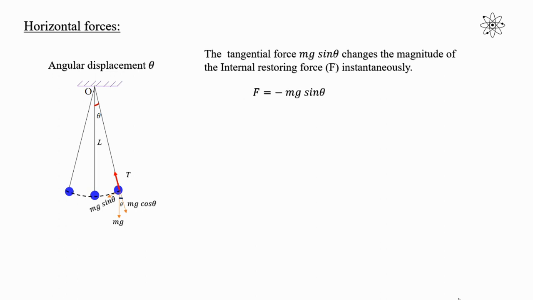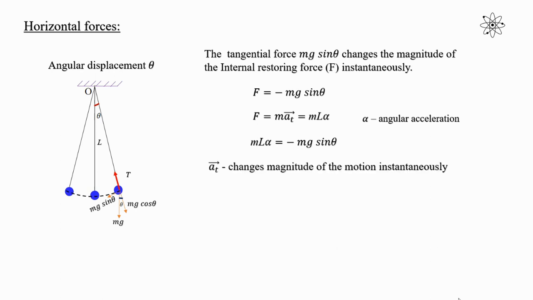This restoring force F is equal to m into tangential acceleration, which is equal to m into L into alpha, where L is the radius of the vertical circle and alpha is the angular acceleration. Therefore, I can write m L alpha is equal to minus mg sin theta. This tangential acceleration changes the magnitude of the motion instantaneously.